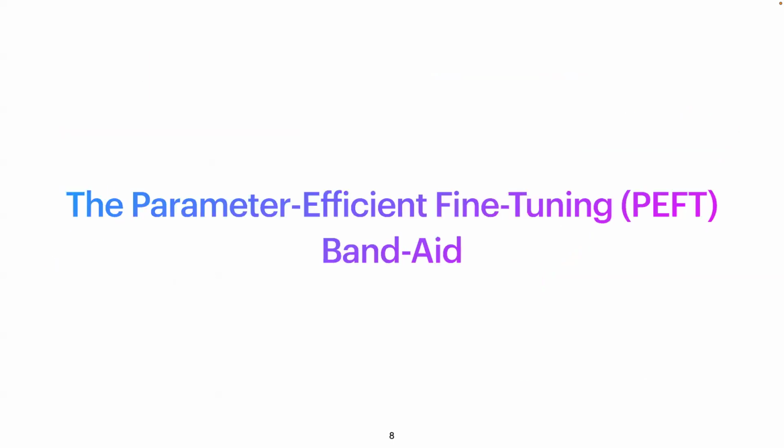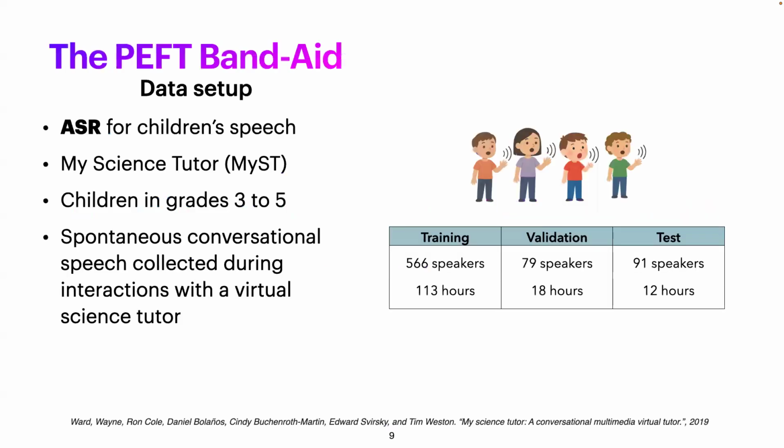I call it the parameter efficient fine-tuning, the PEFT band-aid, because it's only solving one of these 3 aspects. As a setup, my thesis was about children's speech recognition, so I'm going to use a speech recognition task for children's speech. I have roughly 100 hours of children from grade 3 to 5, and it's spontaneous speech. They're just talking with a virtual tutor.